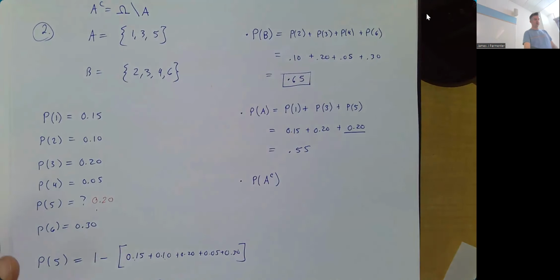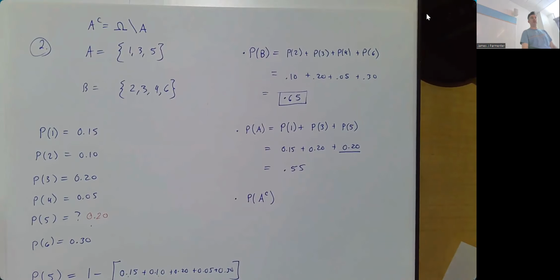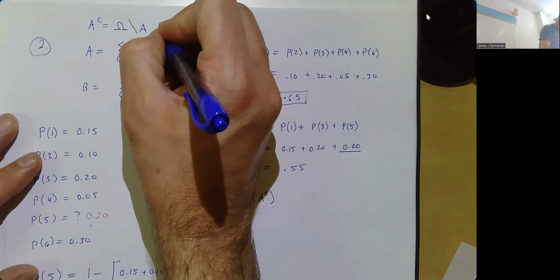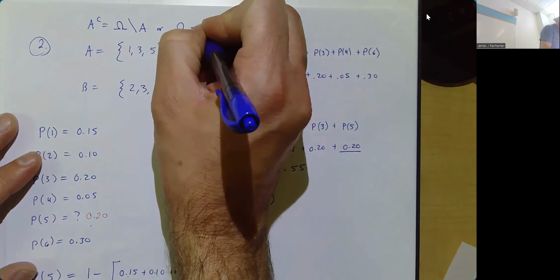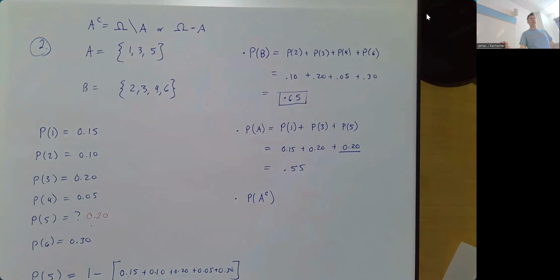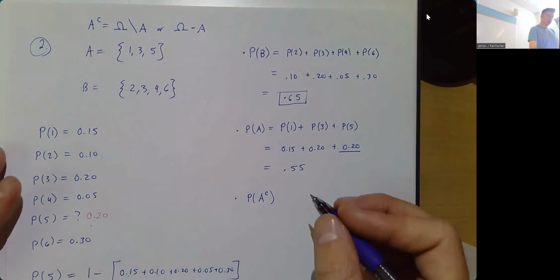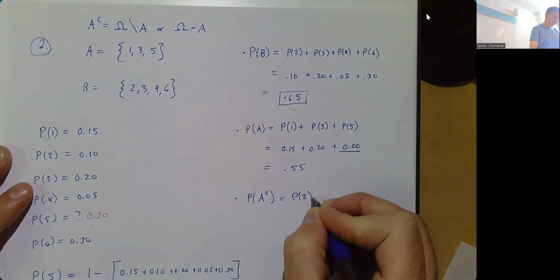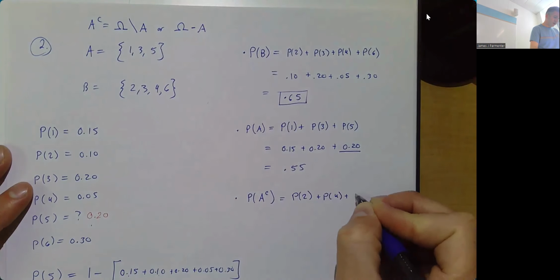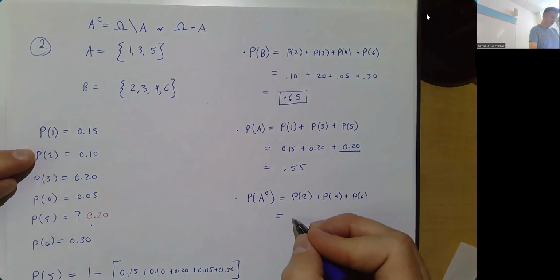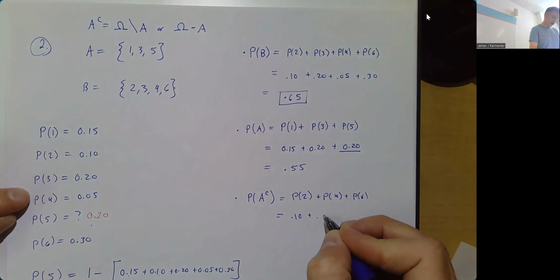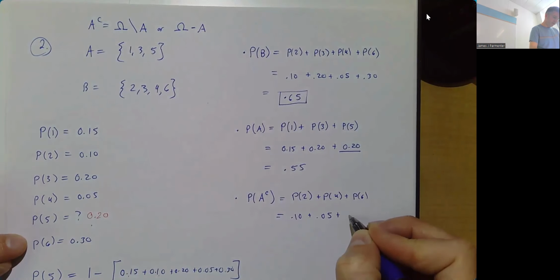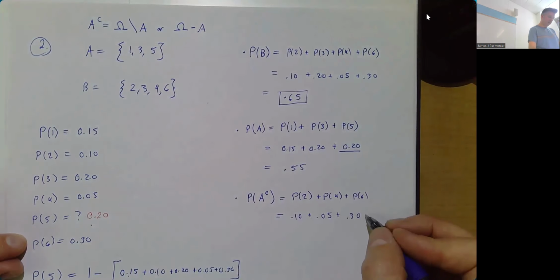And that is the correct notation for set subtraction. But some people do write it as a regular minus sign, which I think is lame, but whatever. Or if you prefer, the entire set minus A. So we take the entire set, which is 1, 2, 3, 4, 5, 6, and subtract all the elements from A. I'm left with 2, 4, and 6. That's going to be the probability of 2 plus the probability of 4 plus the probability of 6, which is 0.1 plus 0.05 plus 0.30, which adds up to 45%.